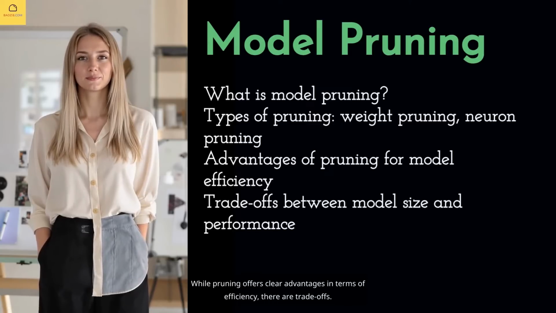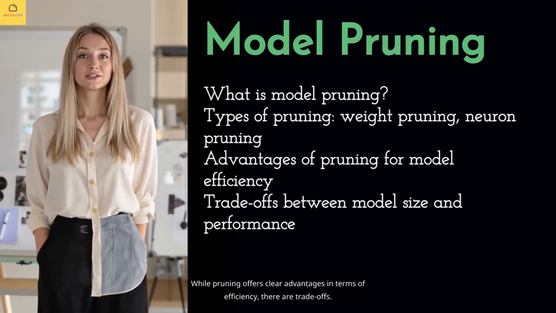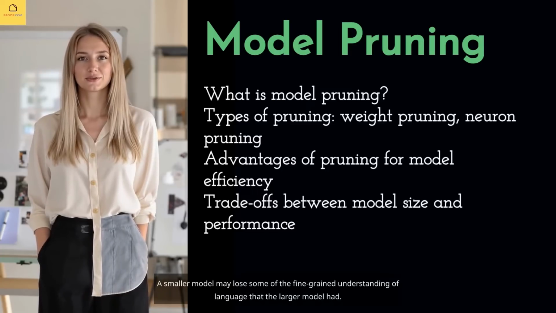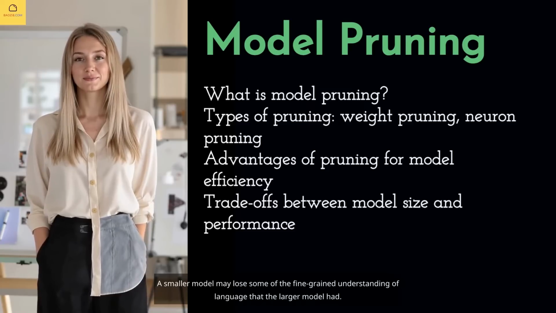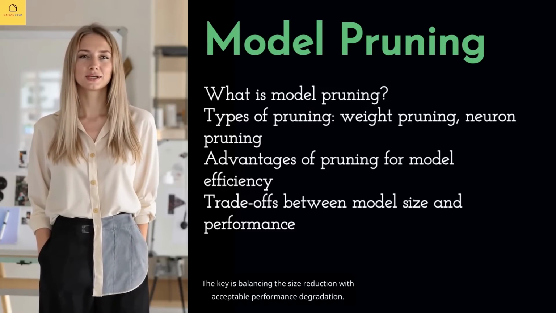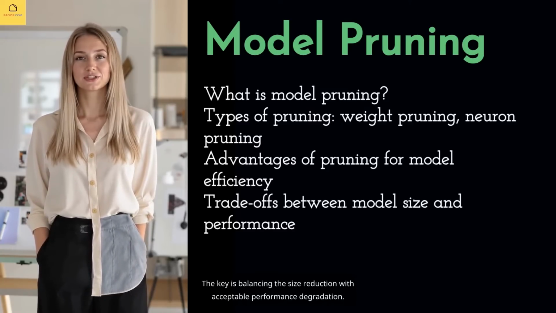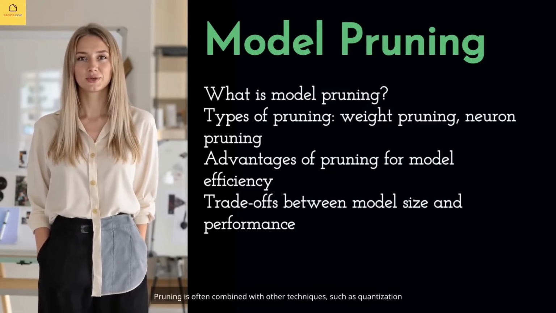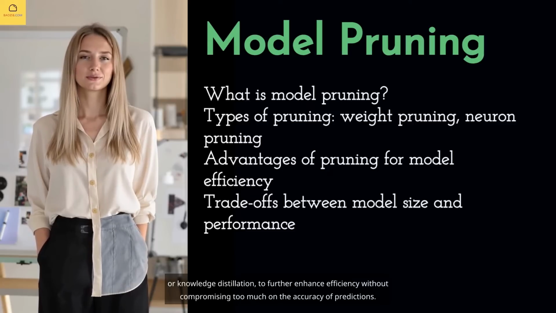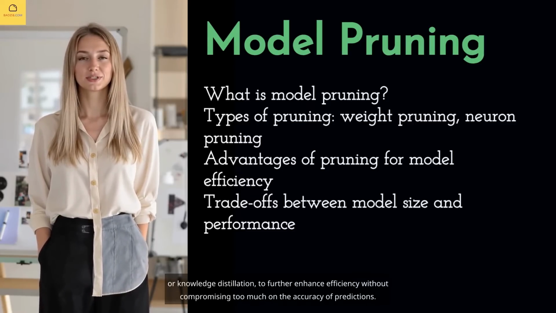environments. While pruning offers clear advantages in terms of efficiency, there are trade-offs. A smaller model may lose some of the fine-grained understanding of language that the larger model had. The key is balancing the size reduction with acceptable performance degradation. Pruning is often combined with other techniques, such as quantization or knowledge distillation, to further enhance efficiency without compromising too much on the accuracy of predictions.